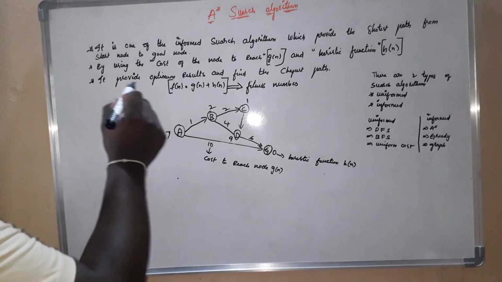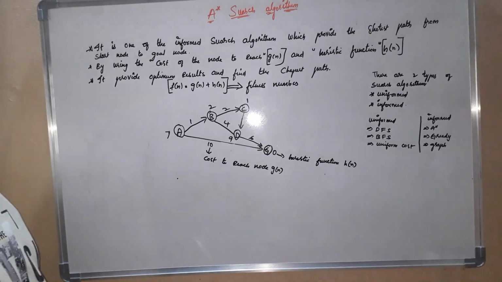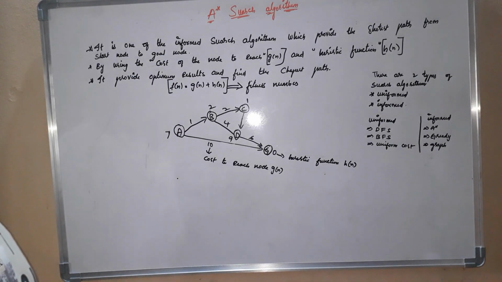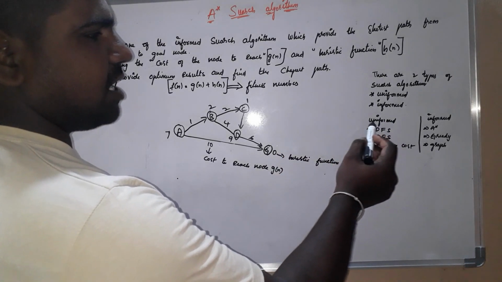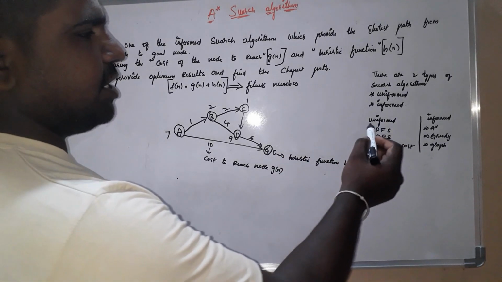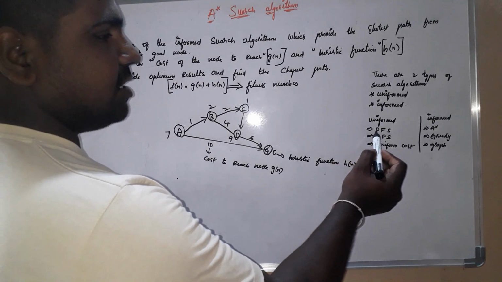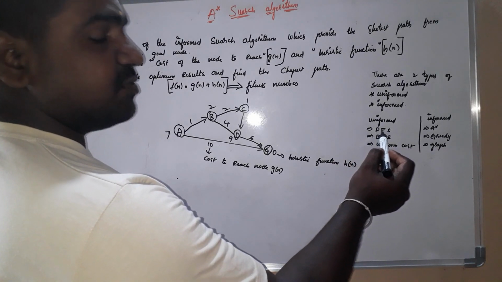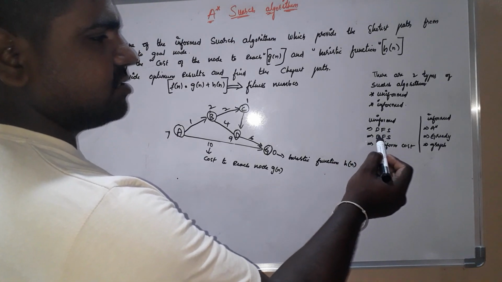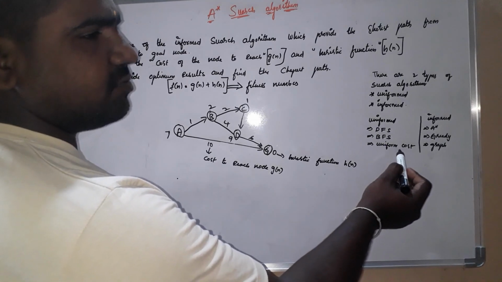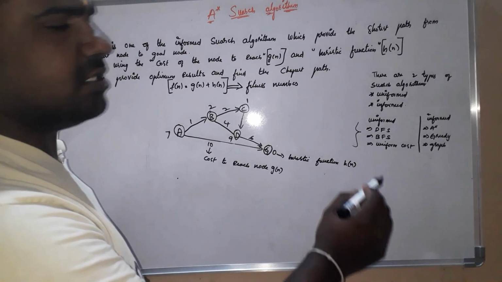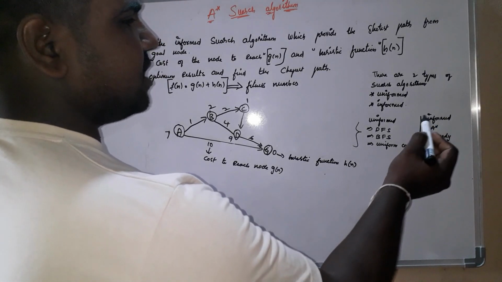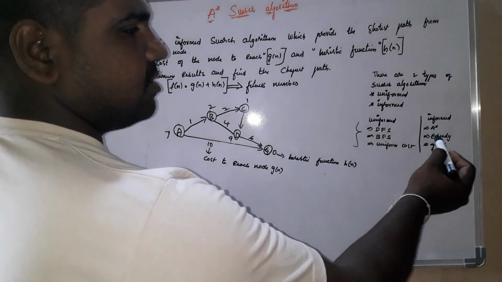A-star algorithm is one of the informed search algorithms. We know that there are different types of search algorithms: informed search algorithms and uninformed search algorithms. In uninformed search algorithms, they have DFS, depth first search, BFS, breadth first search, and uniform cost. These three are uninformed search algorithms, and informed search algorithms are A star, greedy, and graph.